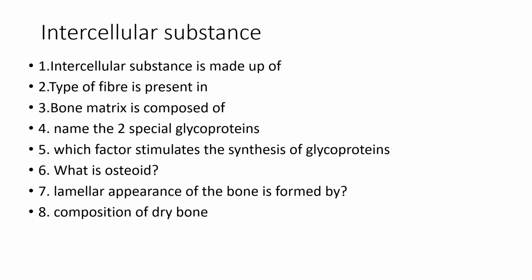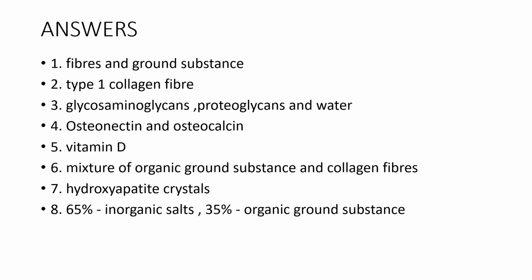These are all new for you. Just go through that. And which factor stimulates the synthesis of glycoprotein? There is a factor. Which factor? We should take it. Usually we advise the patients as well as other normal people also should take that. What is that? And what is osteoid? And the lamellar appearance of the bone is formed by what? That lamellar, concentric lamellae, I said no. That is produced by some crystals. I said, what is that crystal? Composition of dry bone, if you take a dry bone, it is made up of what? All these questions are to be answered. These are all the answers. Okay, and then next, just pause it, read, again go back, and then read.